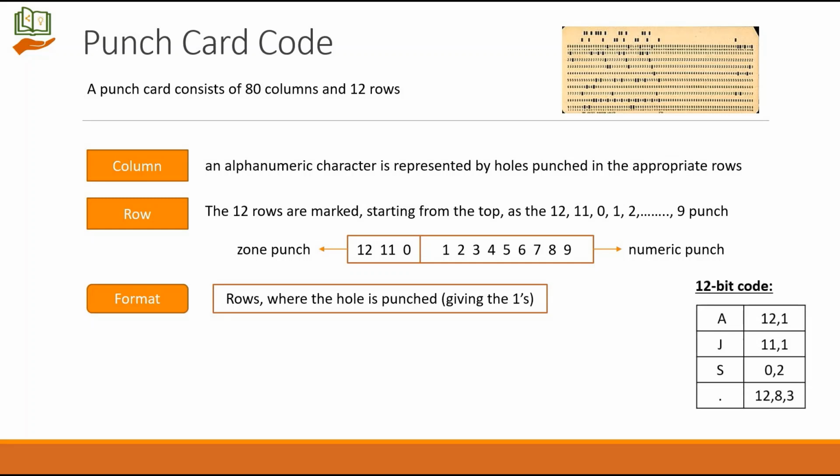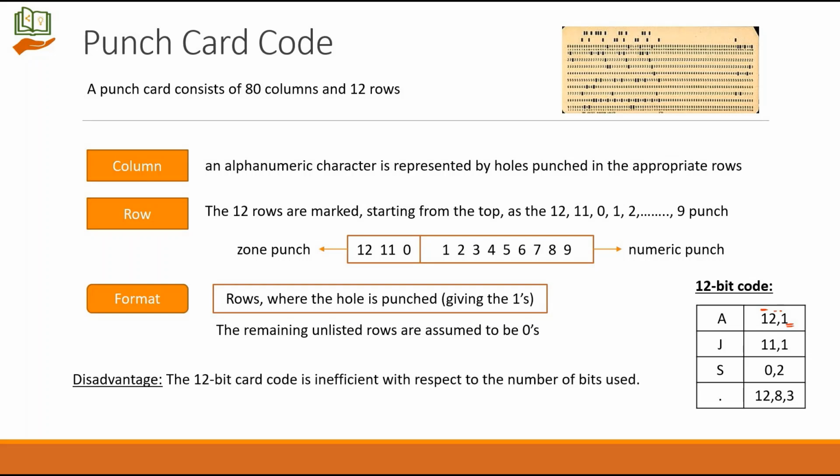Let's take some examples of 12-bit code. A is represented as 12, 1. So the row is mentioned here and where the hole is punched. J is represented as 11, 1. S is represented as 0, 2. And for the full stop, it is 12, 8, 3. So this is a kind of representation. In the earlier days, you may find the 12-bit codes for A to Z, 0 to 9 and also for special characters. The remaining unlisted rows are assumed to be zeros.